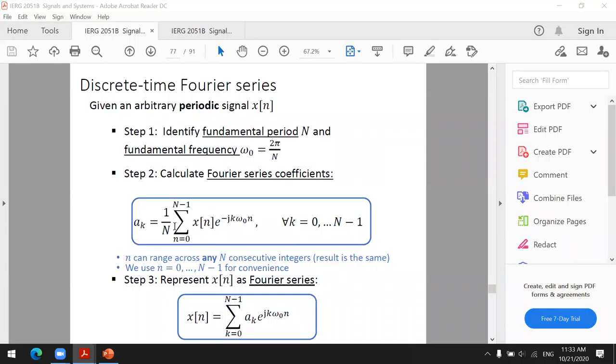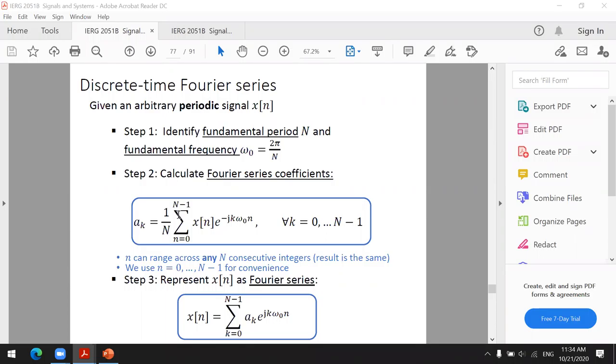So a_k equals 1/N, and this time we have a summation. The summation is over N terms. Those N terms are indexed by small n from 0 to capital N minus 1, x[n] exponential minus jk omega 0 n. Again, similar to the continuous time case, because in continuous time we have 1/T, but this time it's capital N, but it's still the fundamental period. And for continuous time, we have an integral. For discrete time, we have a summation instead of integral.